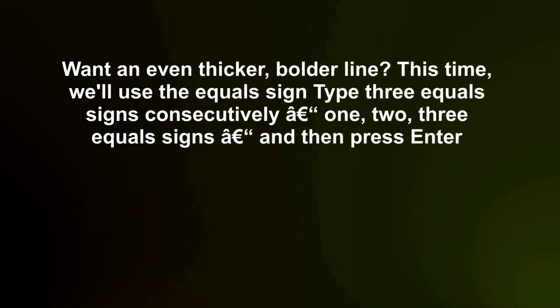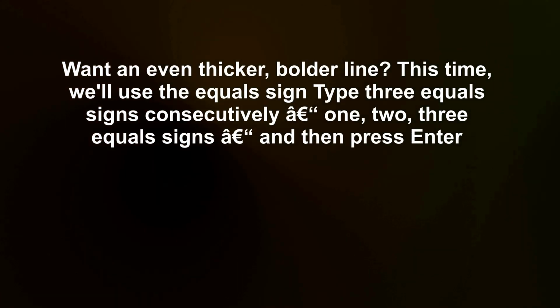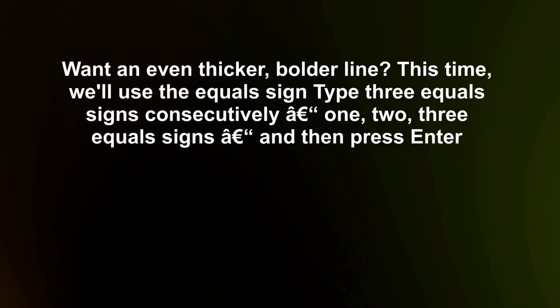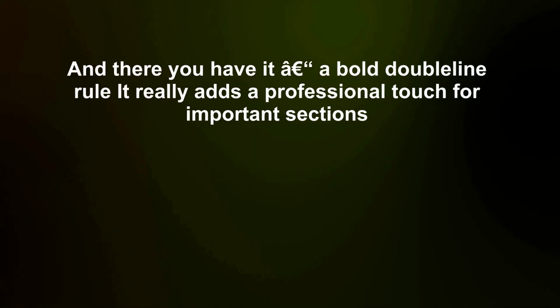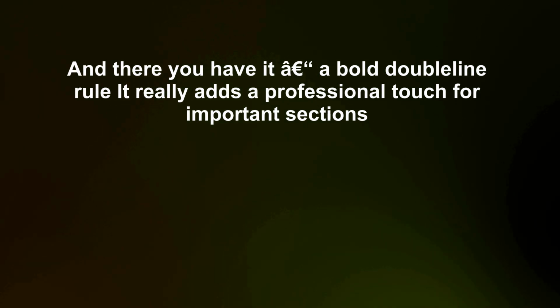Want an even thicker, bolder line? This time, we'll use the equals sign. Type 3 equals signs consecutively, 1, 2, 3 equals signs, and then press enter. And there you have it, a bold double rule. It really adds a professional touch for important sections.